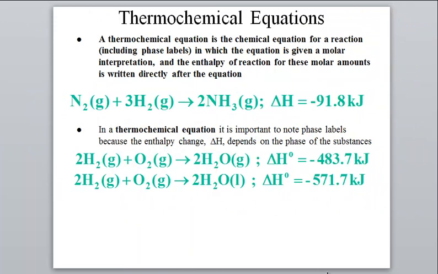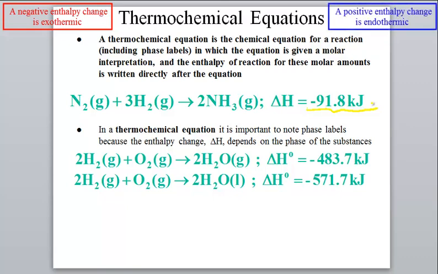Enthalpy changes for the vast majority of reactions that we know about have been determined experimentally. And shown on this page are examples of enthalpy changes for a few different reactions. This delta H can be negative or positive. If it's negative, it means it's releasing energy and it's exothermic. So our delta H value here, the negative 91.8 kilojoules, that's exothermic. If it was positive, it would be endothermic.